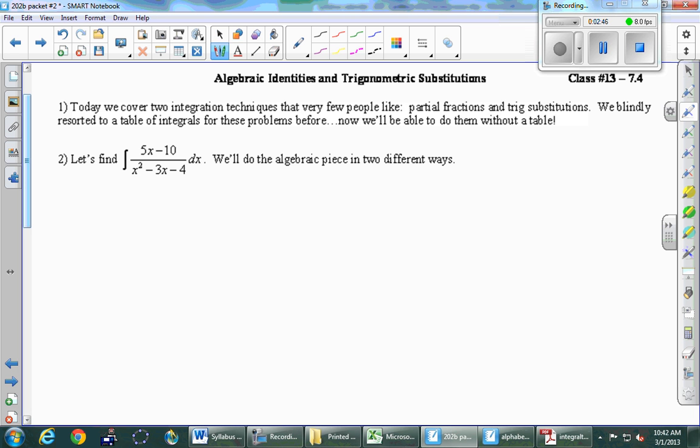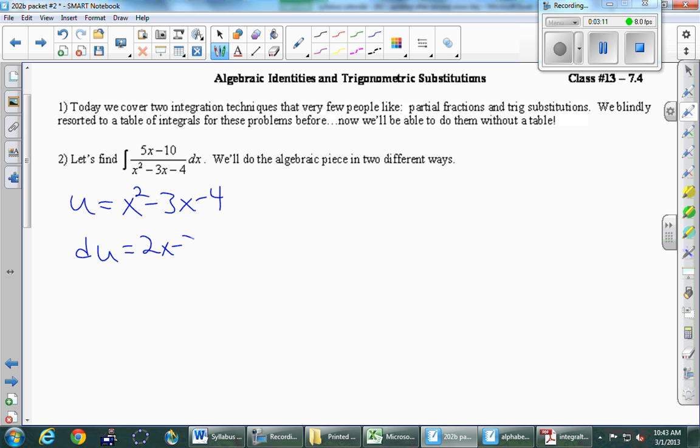Okay, so let's take a look at this first integral. Integral of 5x minus 10 over x squared minus 3x minus 4. Let me put out there, the first technique you think for any integral is going to be basic u substitution. That's always the first thing to try. So if you try letting u equal the denominator, right? Oftentimes if you have a complicated denominator, you try that. Don't write this down. What's du?